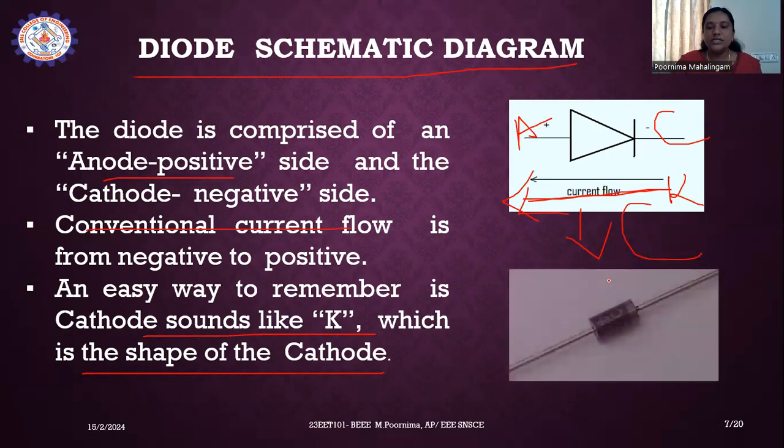Okay. Here, this is the picture of a diode. This is the picture of a PN junction diode. This is the anode side, and this is the cathode side.